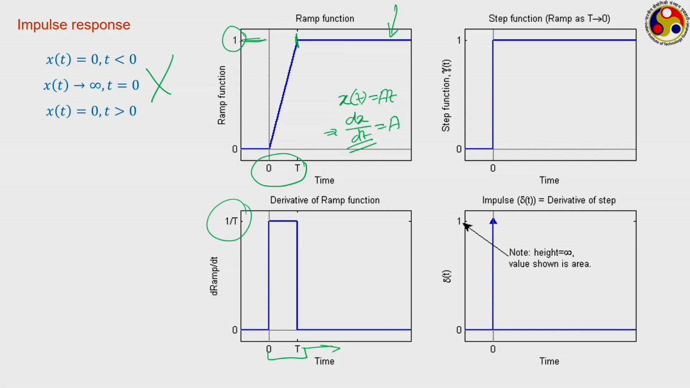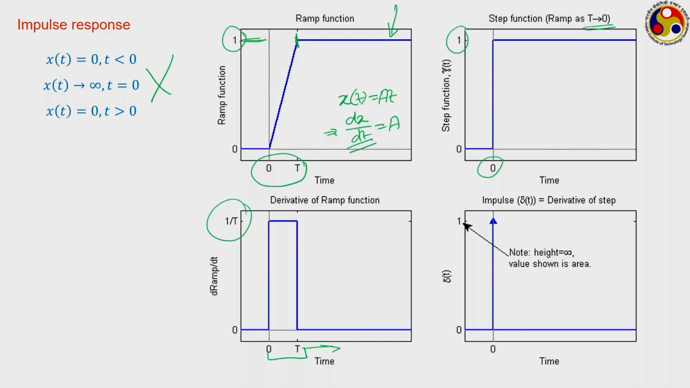Now, go back to the step function. A step function can be viewed as a ramp when this T tends to 0, meaning over an infinitesimally small amount of time we are supplying a ramp, so that the value of the input changes from 0 to 1 and then is maintained there. So, a step function can be visualized to be a ramp with T tends to 0, or a cartel ramp whose duration is 0 or extremely small.